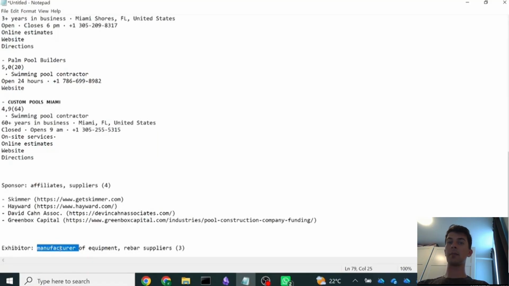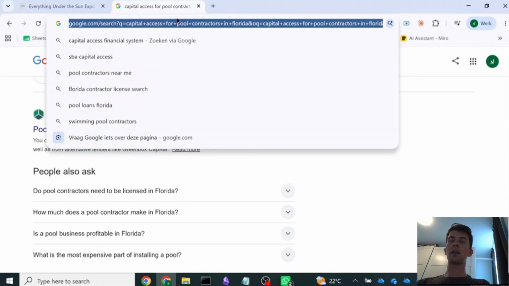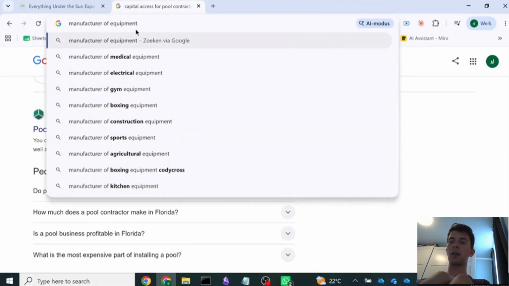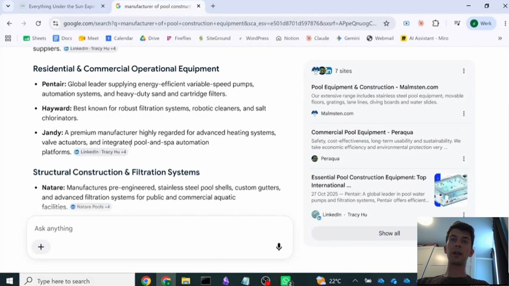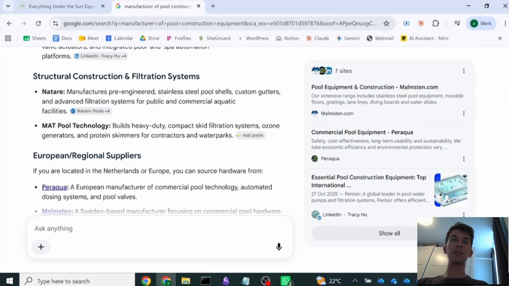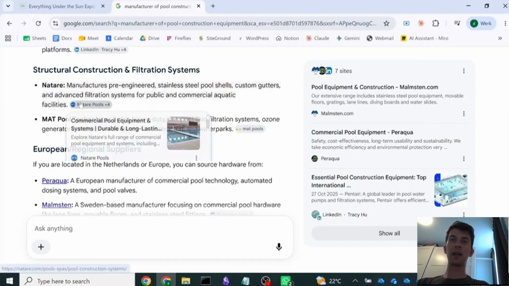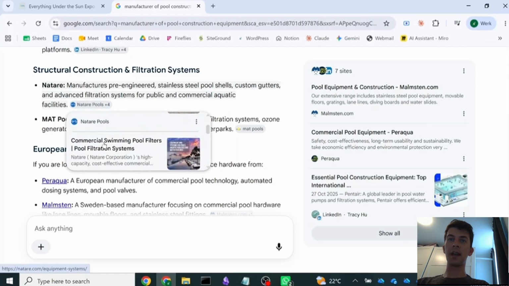So I came up with manufacturers of equipment for pool contractors and rebar suppliers earlier, for example, but we're just going to try to find some manufacturers or other suppliers, whatever we can find, because those would be great for exhibiting at the annual expo, right? So how about we look up manufacturer of pool equipment. We looked this up earlier and we got the big 3, but for structural construction and filtration systems, we have Nateri Pools.